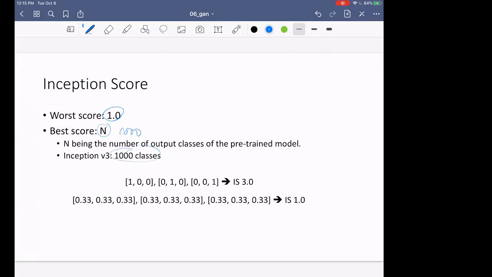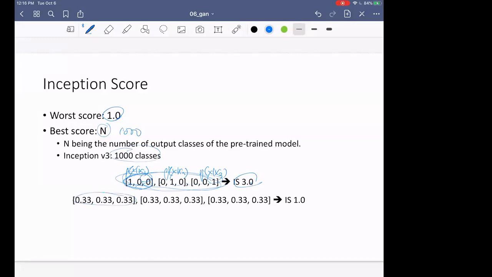This is just an example. If you have a conditional probability distribution like p(y|x1), p(y|x2), p(y|x3), and it's 1 0 0, 0 1 0, 0 0 1, this is the ideal case. Individually, it has a low entropy, but marginally, the overall distribution has a high entropy. In that case, the best score could be achieved, which is 3, because there are three output classes.